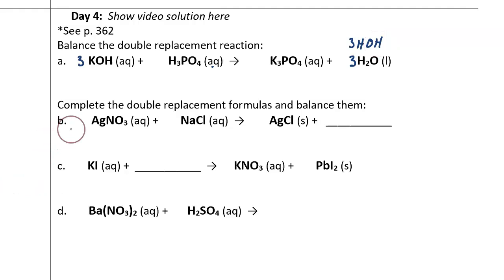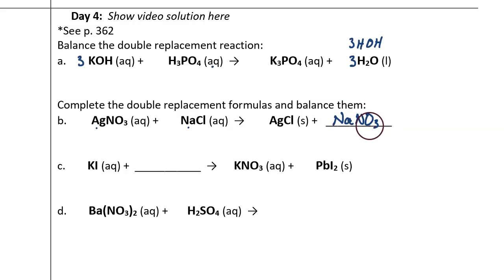Okay, question B. Complete the double replacement formula and then balance it. So we have silver nitrate, aqueous, plus sodium chloride, aqueous, produces silver chloride solid plus, and then this one's missing. But I do know it's going to be aqueous. So if this is double replacement, then the silver cation and the sodium cation are switching positions. The silver gets bonded with the chloride. That's already written here. What's the sodium get bonded to? It gets bonded to the nitrate. So on this line we have sodium nitrate.